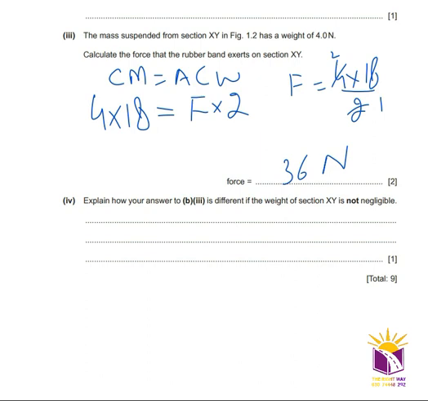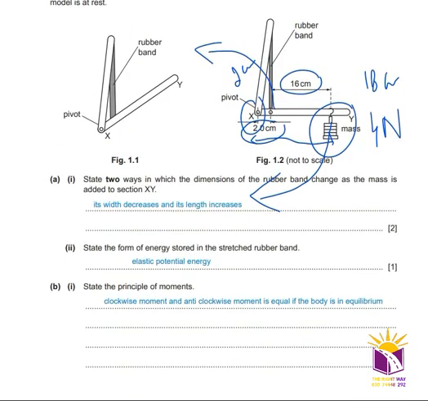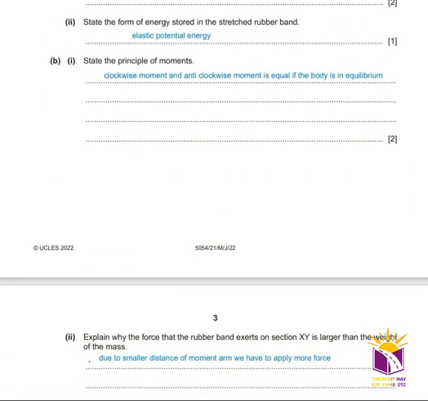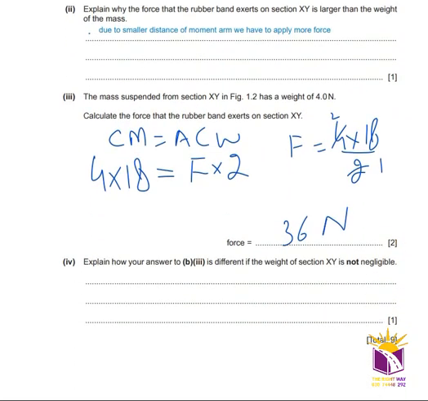Explain how your answer to B3 is different if the weight of section XY is not negligible. As we have discussed earlier, if there is weight of that rod, there should be a moment due to this rod. So you have to apply more force.